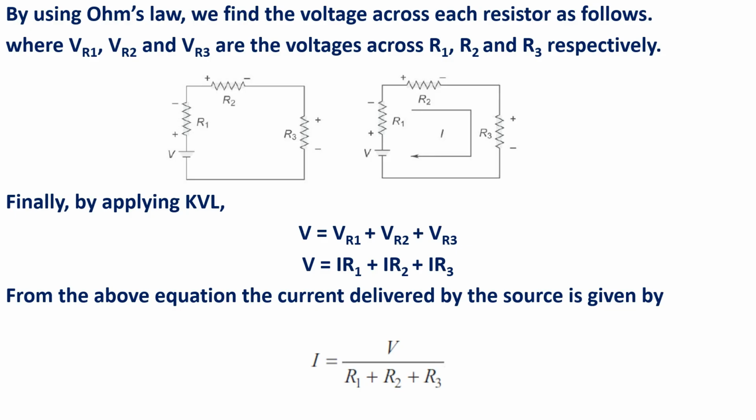Finally, by applying KVL, V equals VR1 plus VR2 plus VR3, which equals IR1 plus IR2 plus IR3. From the above equations, we can find the current delivered by the source is given by I equals V by R1 plus R2 plus R3.